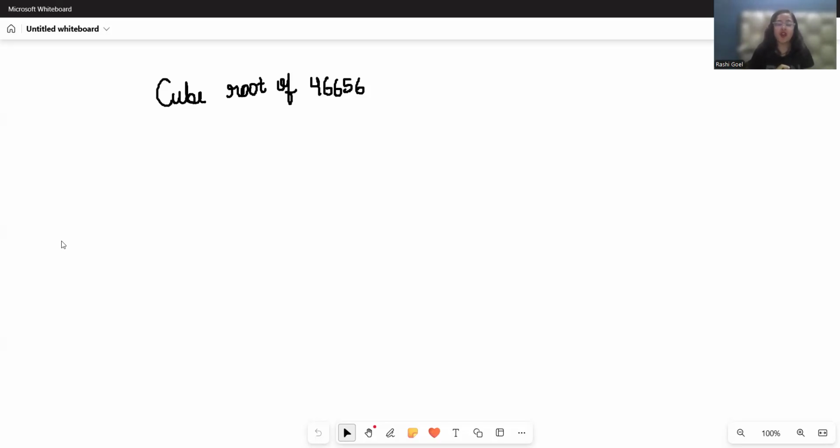So 46656 looks intimidating, but it hides a perfect cube. So we will reveal how to spot it using a simple method.